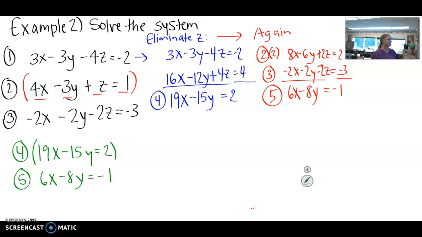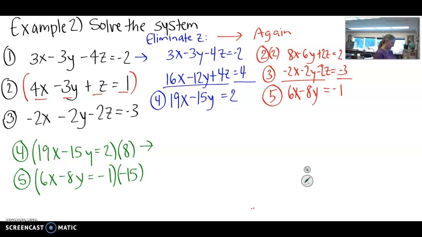So what I'm going to do is I'm just going to multiply this top equation by 8, and I'm going to multiply the bottom equation by negative 15, and then 8 times, for the equation 4, 8 times the negative 15 is negative 120, and then negative 15 times negative 8 is positive 120. My y's will end up dropping out because they're going to be exactly the opposite. So I'm going to grab a calculator.